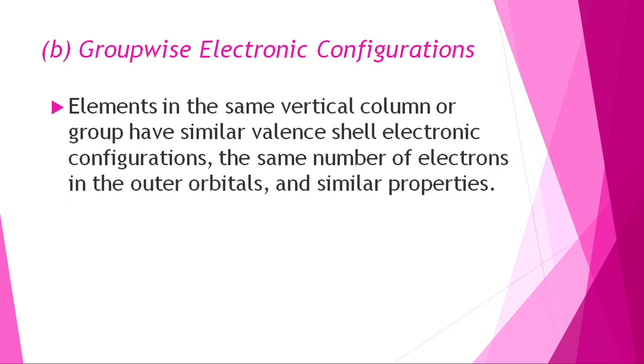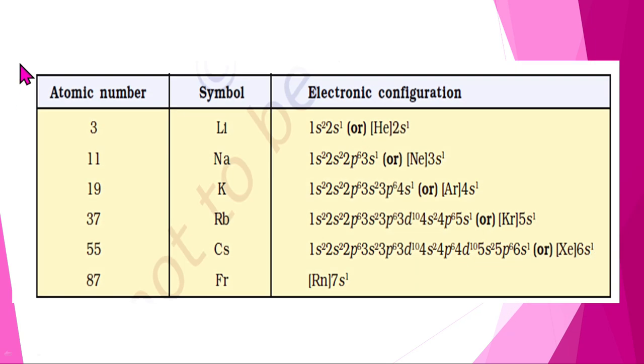Now we will discuss group wise electronic configuration. Those elements which are placed in one group have similar electronic configuration. We can show this with the help of group 1. As you can see here, group 1 elements are lithium, sodium, potassium, rubidium, cesium and francium. Their atomic numbers are 3, 11, 19, 37, 55 and 87.